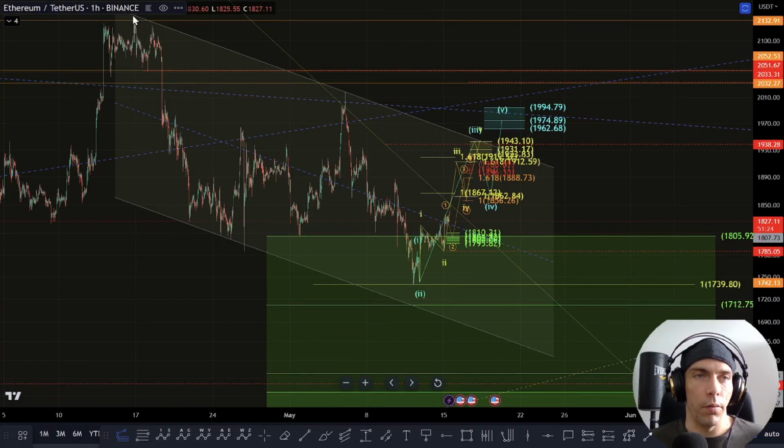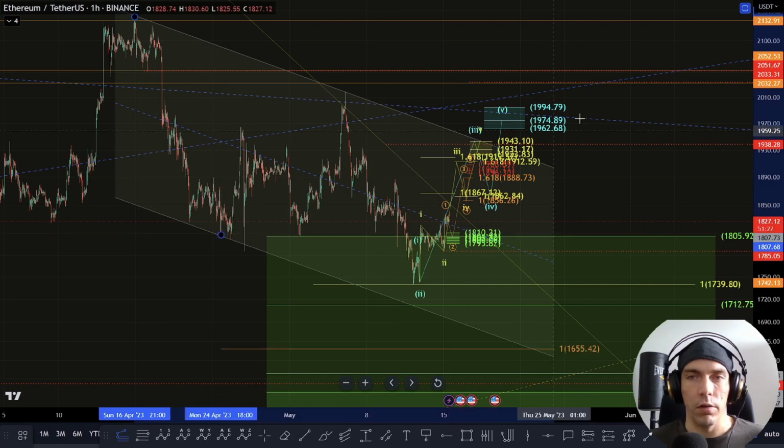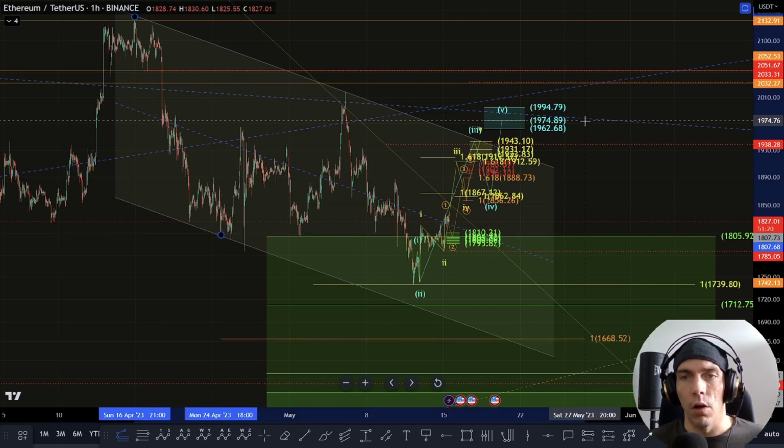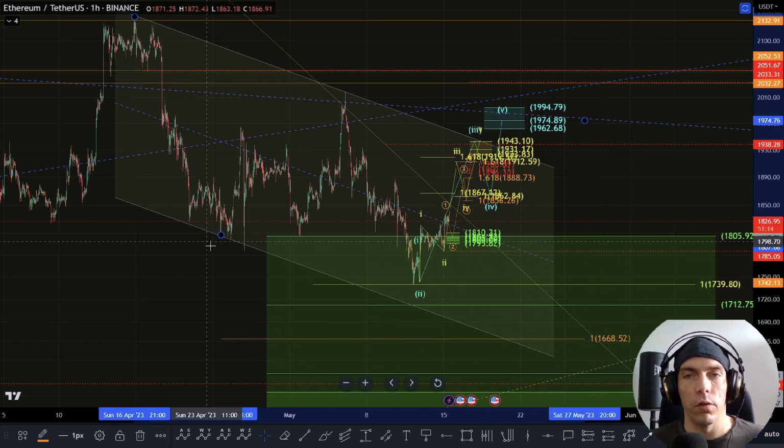Now, if we did have something like this play out, where we play out into these target areas here of this fifth wave, 1.21 would actually be back down here towards this 1668. So we'd have to be cautious of this. Additional breakdown into these levels would be a bearish sign.